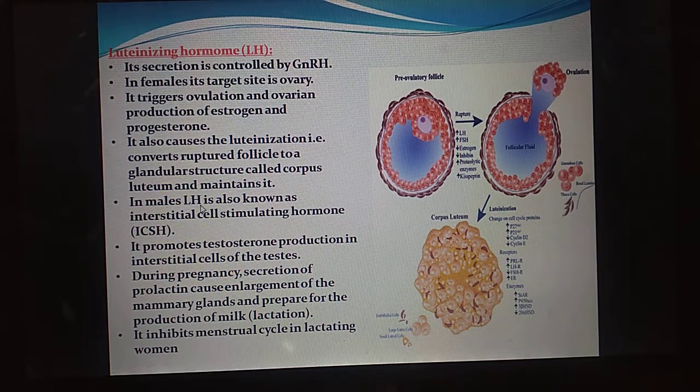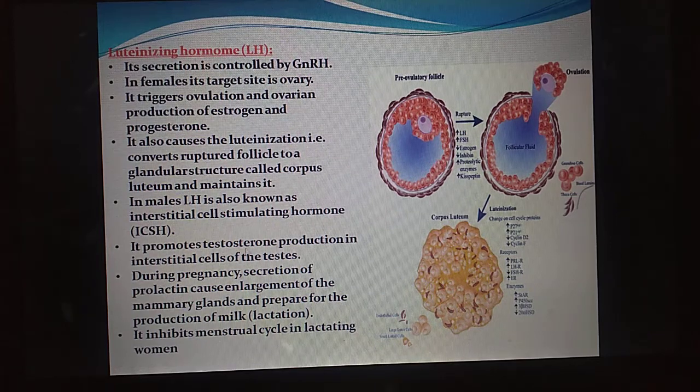In male, luteinizing hormone, that was the function in female. Now what's the function in male? In male, luteinizing hormone is also known as interstitial cell stimulating hormone, ICSH. It promotes the testosterone production in the interstitial cells of the testes.